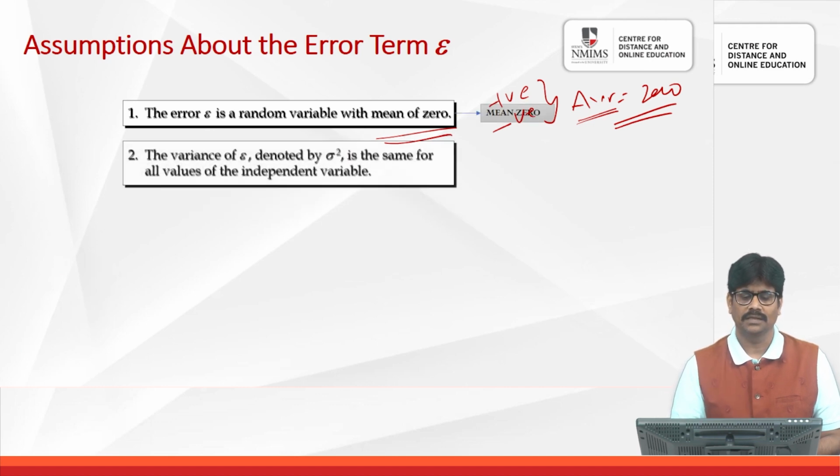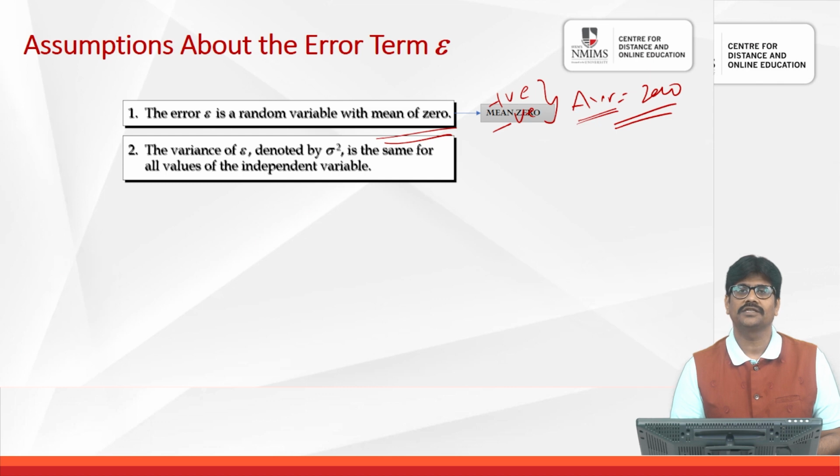The second one is the variance. For any distribution, there are two important things, one is the average, the other is the variance. Variance, or standard deviation, basically tells you about the distribution.